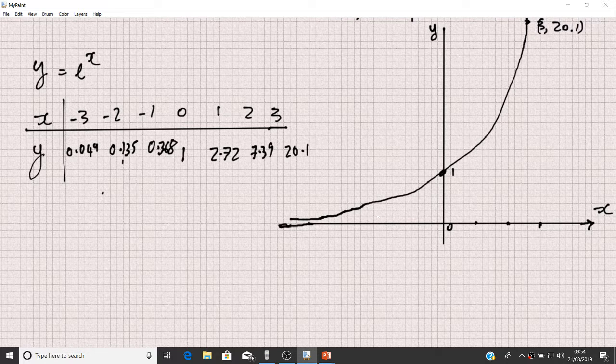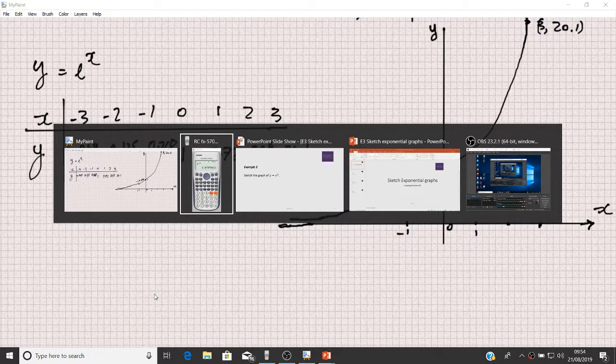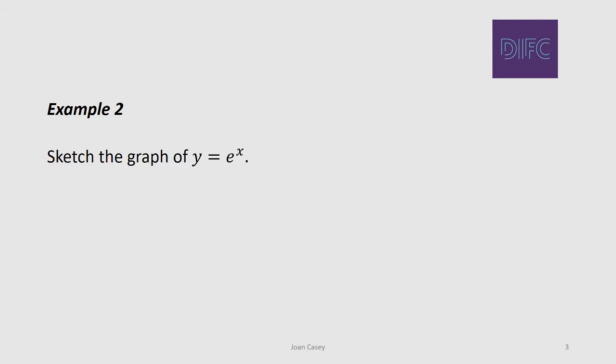Now my representation isn't very accurate, but it gives you a fair good idea of what e to the power of x looks like. So I'll just go on the minus x side. We can maybe mark one of them in. It should be -1 and 0.36. Okay, so I've just marked a few points. So that's sufficient really to sketch y equals e to the x.